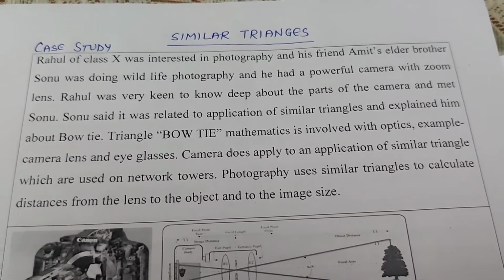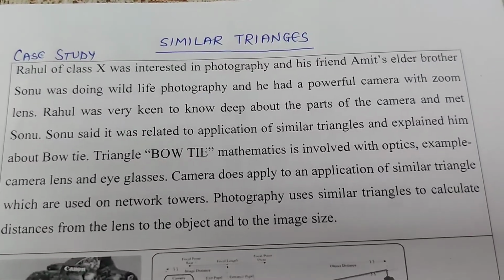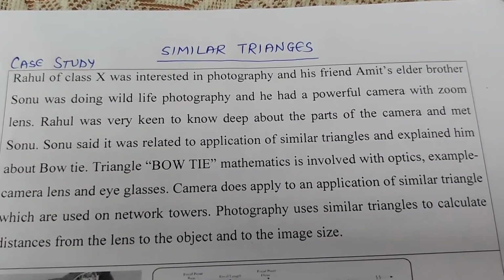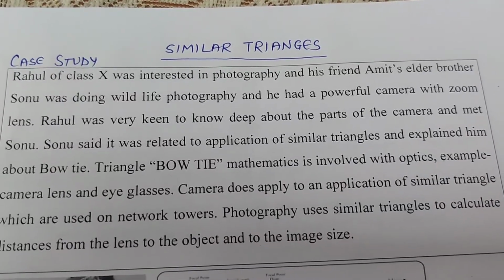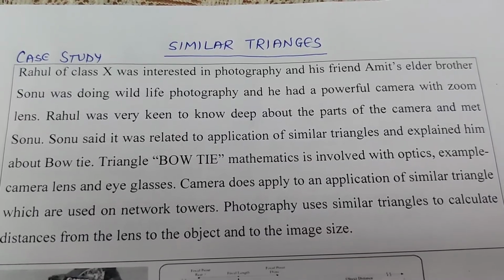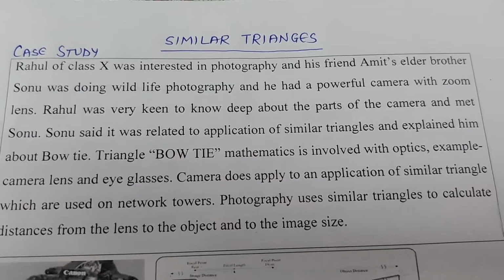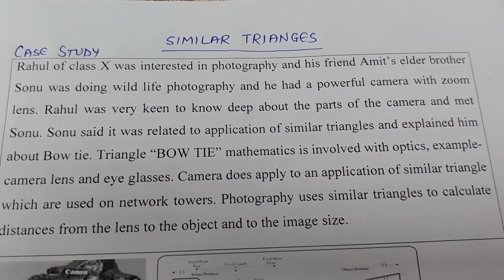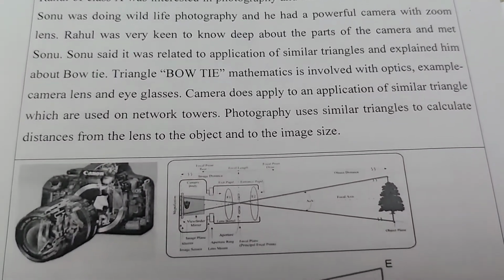Sonu said it was related to the application of similar triangles and explained to him about the bow tie. The triangle bow tie mathematics is involved with optics, for example camera lens and eyeglasses. Camera does not apply to an application of similar triangles, which are used on network towers. Photography uses similar triangles to calculate distances from the lens to the object and to the image size. Okay, this is the case study and the figure is this.